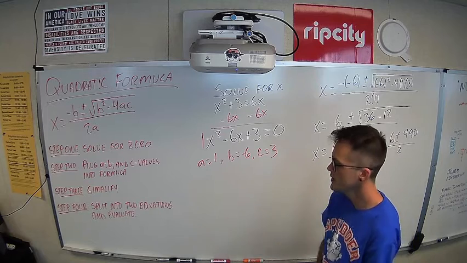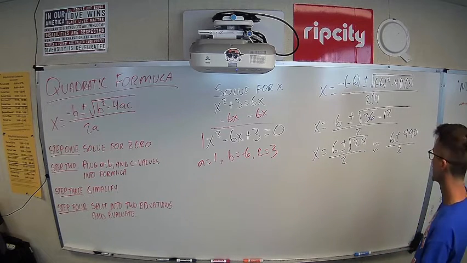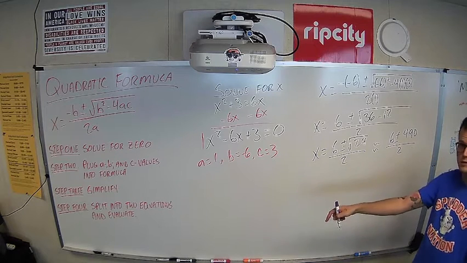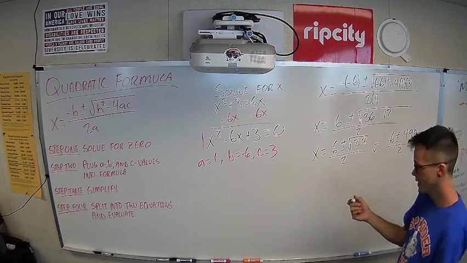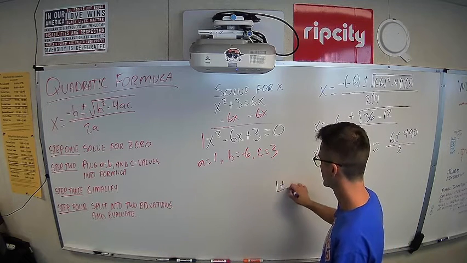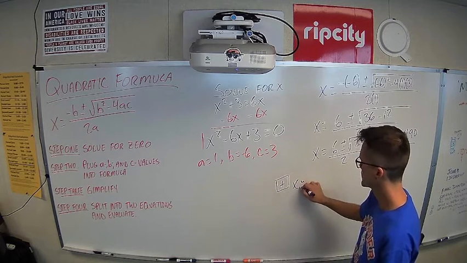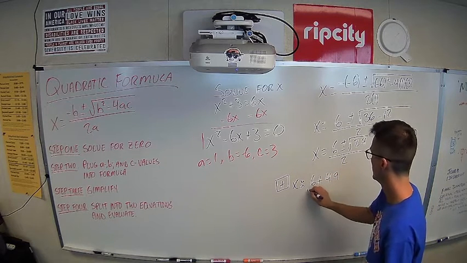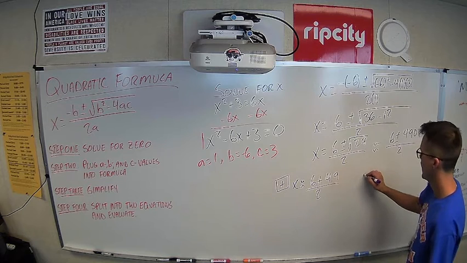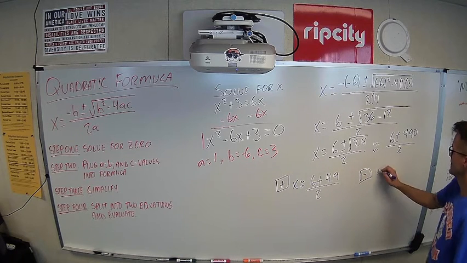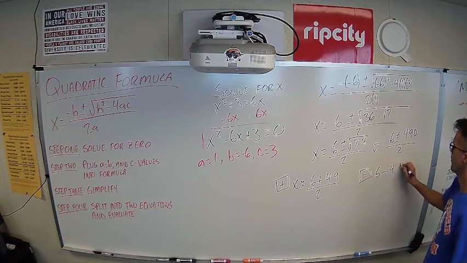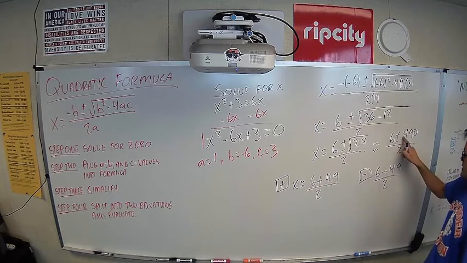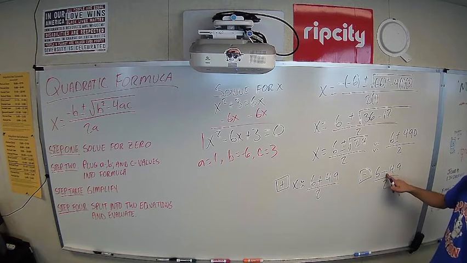So step 4, split into 2 equations and evaluate. This is where we have 6 plus or minus 4.90. So we're going to do the plus equation, the minus equation, and then we'll see what our solutions are. So the plus. This is where we have x is approximately 6 plus 4.9 over 2. And then our negative, 6 minus 4.9 over 2. Remember, the key difference here, this is where we're acknowledging the plus sign in the plus or minus. This one is where we're acknowledging the minus sign.